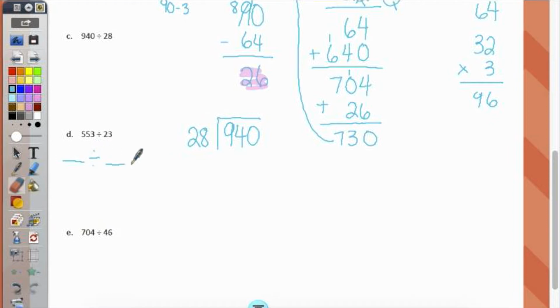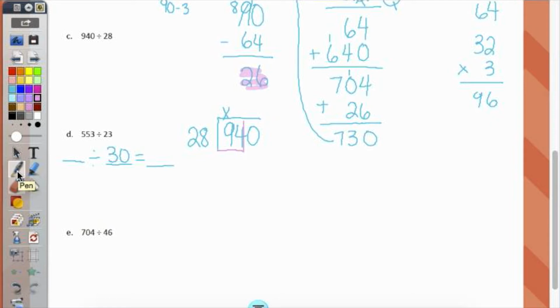Let's go ahead and round the divisor. 30. Did we just use 30s? Yeah. So we probably don't have to skip count again unless we need to go higher. So take a look. Is 9 too small? I can't divide, can I? Nope. What about 94? Yes.